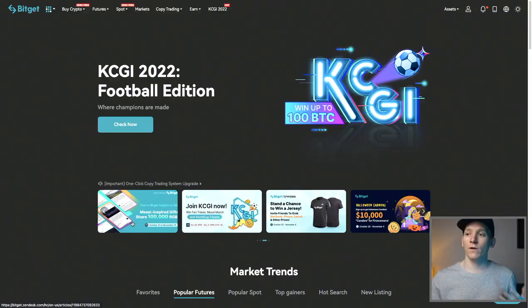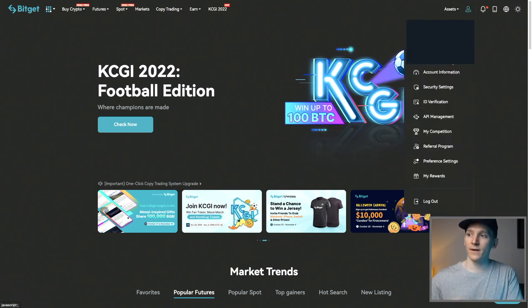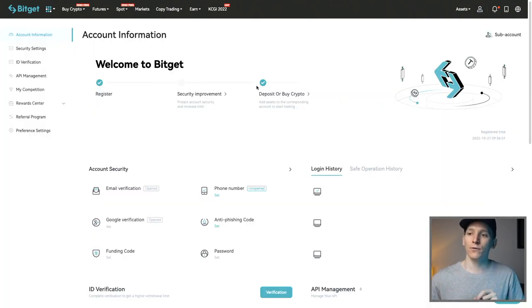Firstly, we can get the account set up and make sure it is secure. So once you do have an account set up, like I said, link in the description for that, come up to your account and then go to account information here. You'll come through to this page.